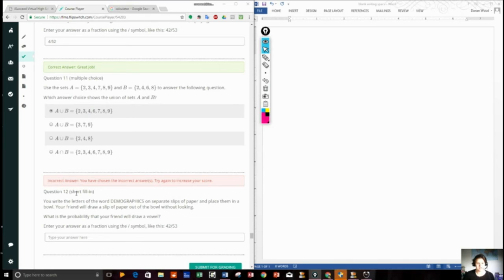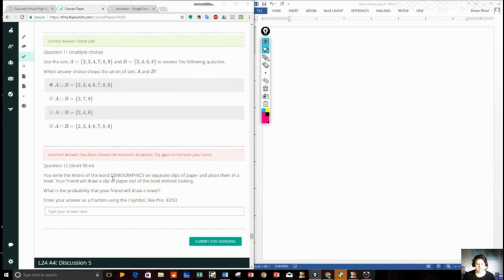Okay, let's move on to question 12. You write the letters of the word demographics on separate slips of paper and place them in a bowl. Your friend will draw a slip of paper out of the bowl without looking. What is the probability that your friend will draw a vowel?